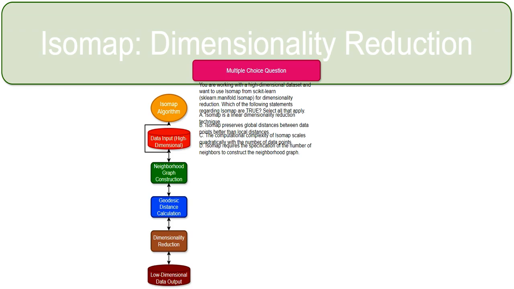I'm introducing Isomap, a technique we use to simplify complex datasets by reducing the number of dimensions while trying to preserve important relationships between data points. Think of it like creating a detailed map from a satellite image. You capture the essential features without all the extra, overwhelming detail.